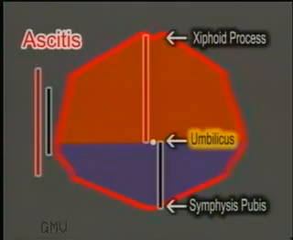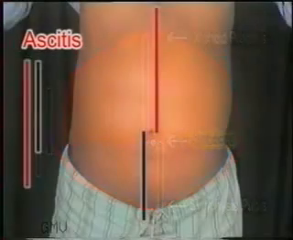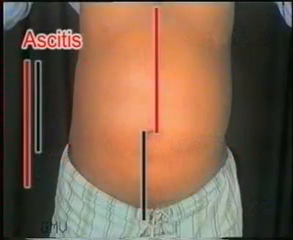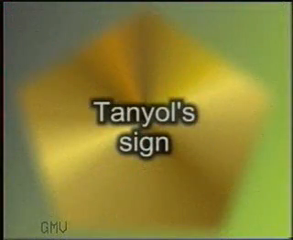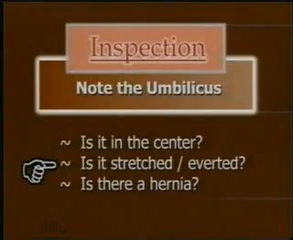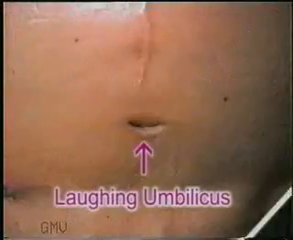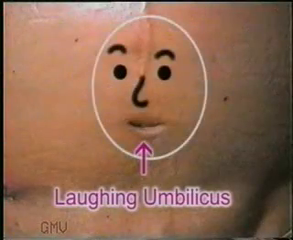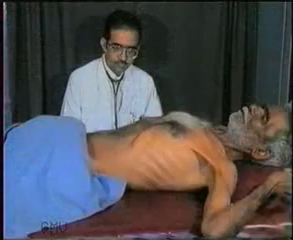The distance between the xiphoid process and the umbilicus is more than the distance between the umbilicus and symphysis pubis. This is Tanyol's sign. Then note the shape of the umbilicus. In ascites, it may be transversely stretched, or a laughing umbilicus, or everted as in an umbilical hernia. Then ask the patient to cough and look for an expansile impulse indicating an umbilical or paraumbilical hernia.